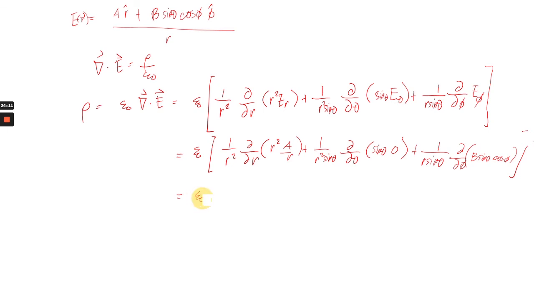So simplifying this and doing the derivative, we have 1 over r squared partial r of A times r, plus 1 over r sine theta partial phi of B sine theta cosine phi over r.